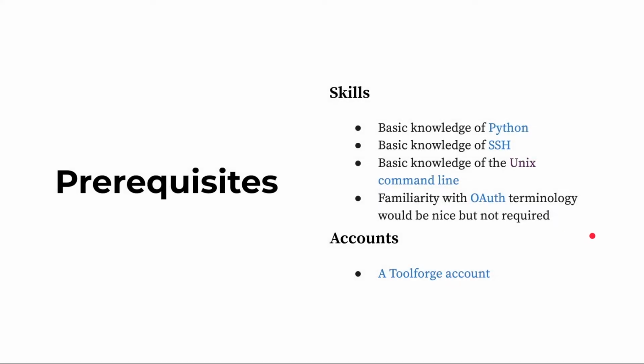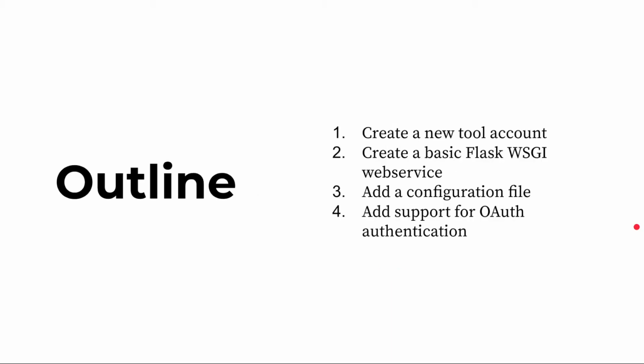The prerequisites are basic knowledge of Python, basic knowledge of SSH, basic knowledge of the Unix command line, and familiarity with the OAuth terminology. It's nice, but it's not required. We also need a Toolforge account. What we're going to be doing is creating a new tool account for our project. We'll be creating a basic Flask web service. Flask is a Python framework. And then we will be adding a configuration file for storing some of our secrets. And finally, we will add support for the OAuth workflow.